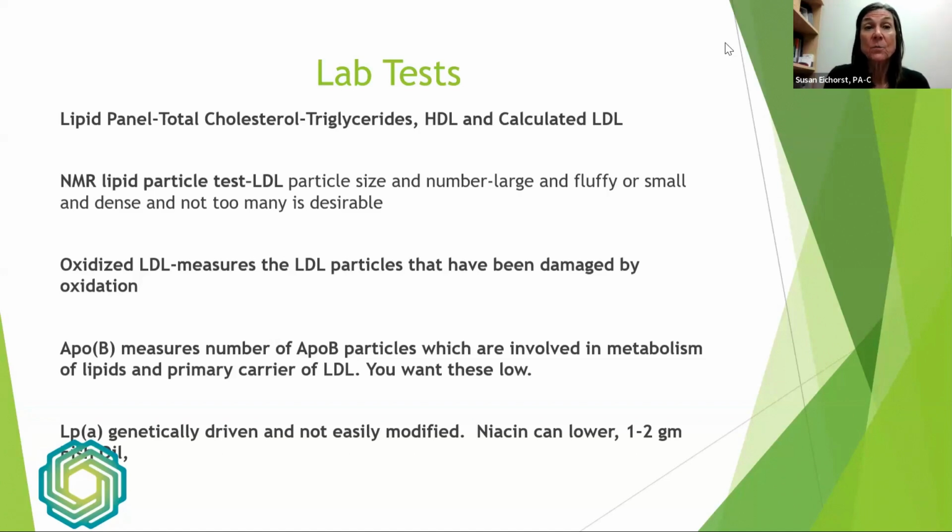The last test that I would recommend is an Lp(a). This is more genetically driven and not easily modified, but you can modify the particles that come from Lp(a) with high doses of niacin. Again, whole different webinar to talk about niacin's benefits.